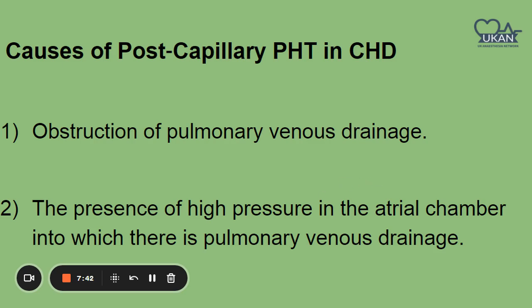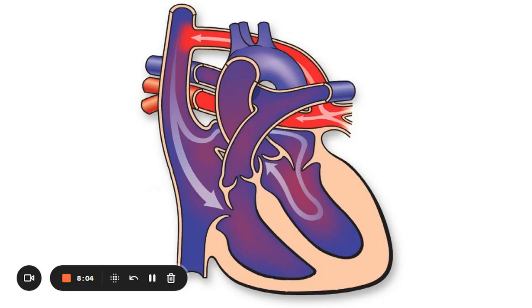So the problem starts on the venous side of the pulmonary circulation. This can be caused by obstruction in the veins themselves, so the pulmonary veins are abnormal, obstructed for any reason, or in some congenital anomalies like the one that we will see in this slide. So this is a patient who has something called total anomalous pulmonary venous drainage or total anomalous pulmonary venous return.